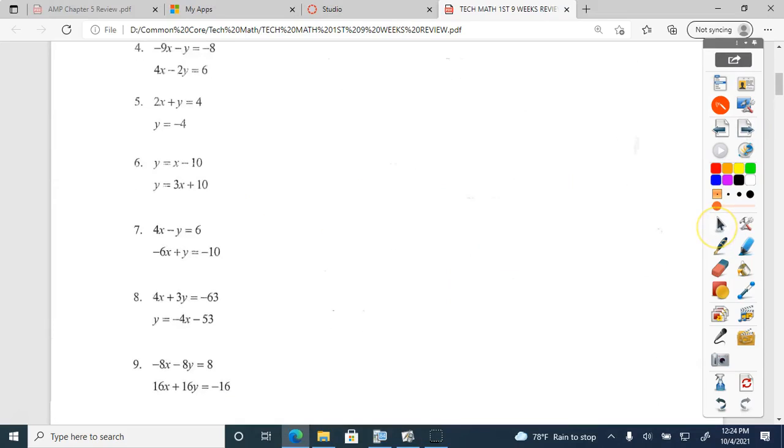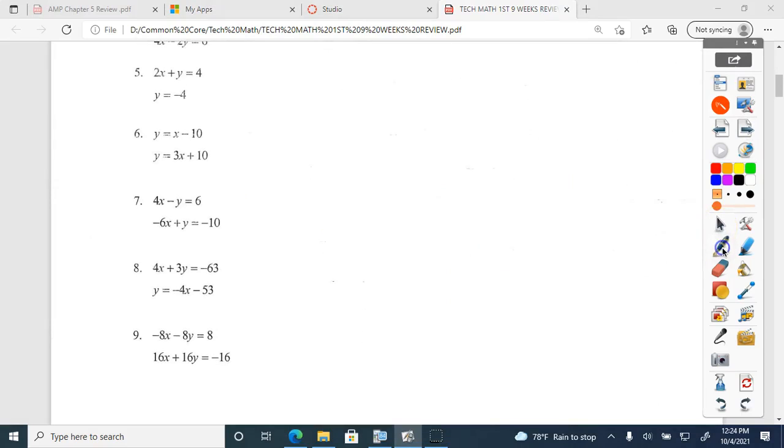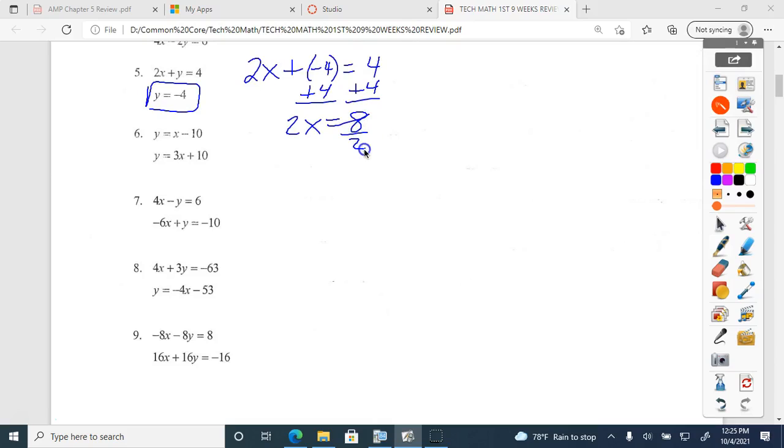Let me scroll up a little bit. So y is negative 4. 2x plus negative 4 equals 4. So I'm going to add 4 to both sides. 2x is 8. Divide by 2. X is 4. Y is negative 4.